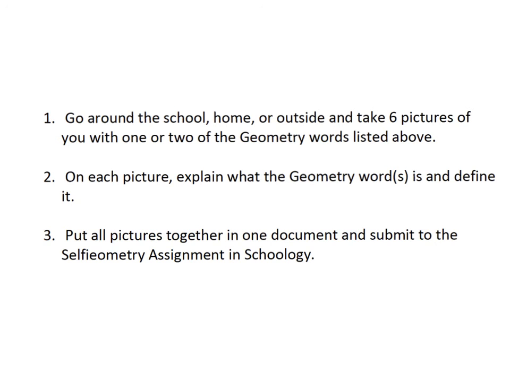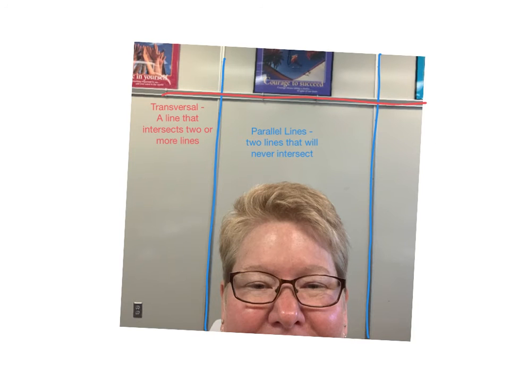So then you're going to move to number 2. On each picture, I wanted to highlight this, so let's see if I can get my things right. On each picture, you're going to explain what the geometry word is and define it. You're basically going to label it and define it. So here it is. Here's me. Again, I did all in blue as my parallel lines, and all in red is my transversals. So I labeled it and defined it so that I knew what I had.